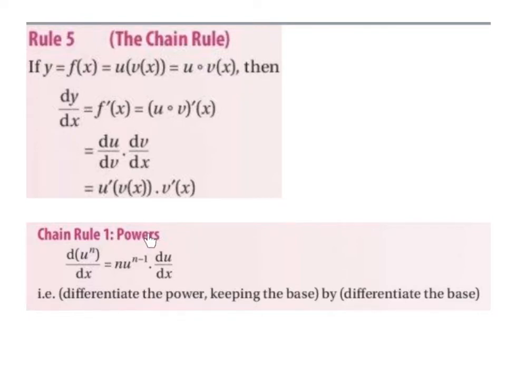So, chain rule for powers. d(u to the power of n)/dx is equal to n times u to the power of n minus 1 times du/dx. Or simpler, differentiate the power, keep the base, and multiply that by the derivative of the base. So basically outside multiplied by inside.